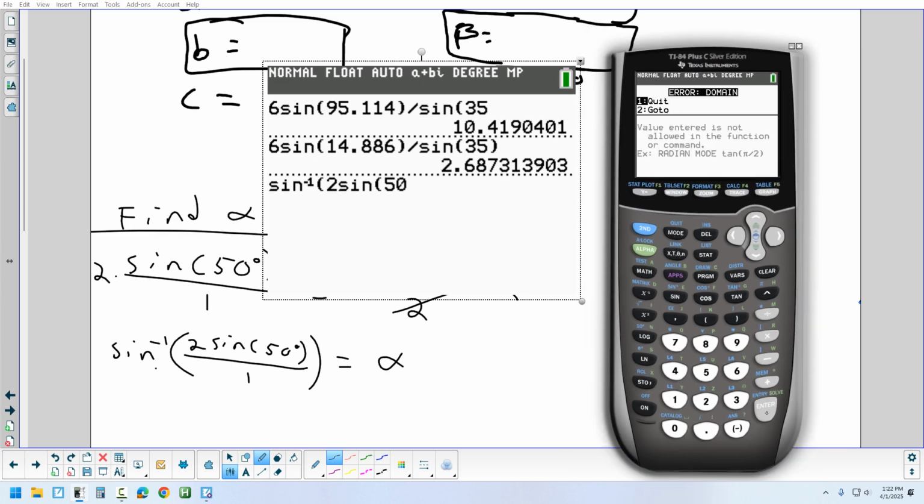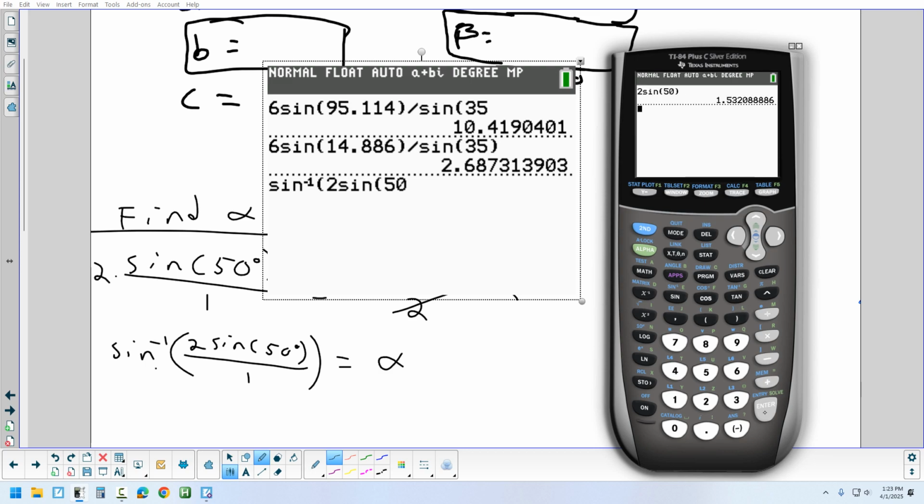Okay. You needed to close. So when I hit enter, we get a domain error. That means we can't have any solutions. No solution. Well, forget about the inverse sine for a second. Let's just do this. Why would you have no solutions? We're going to draw that in a second. I'll show you.